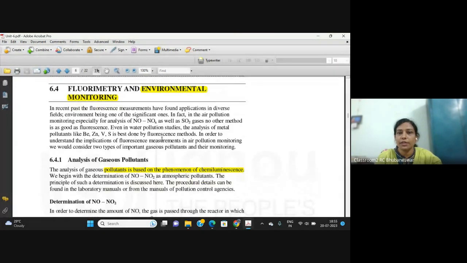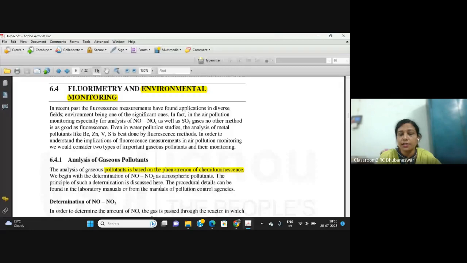Then fluorimetric environmental monitoring. In a simple way, some gaseous molecules are also fluorescent or luminescent in nature. It may have fluorescence, it may have phosphorescence, depending on the nature of the molecule. If you ask me, ma'am, how will you predict if it is fluorescent or phosphorescent? We can't say it clearly in words. We have to do the experiment to find out whether it gives fluorescence or phosphorescence, or you need to do a thorough study of the literature, based on whichever research is going on.